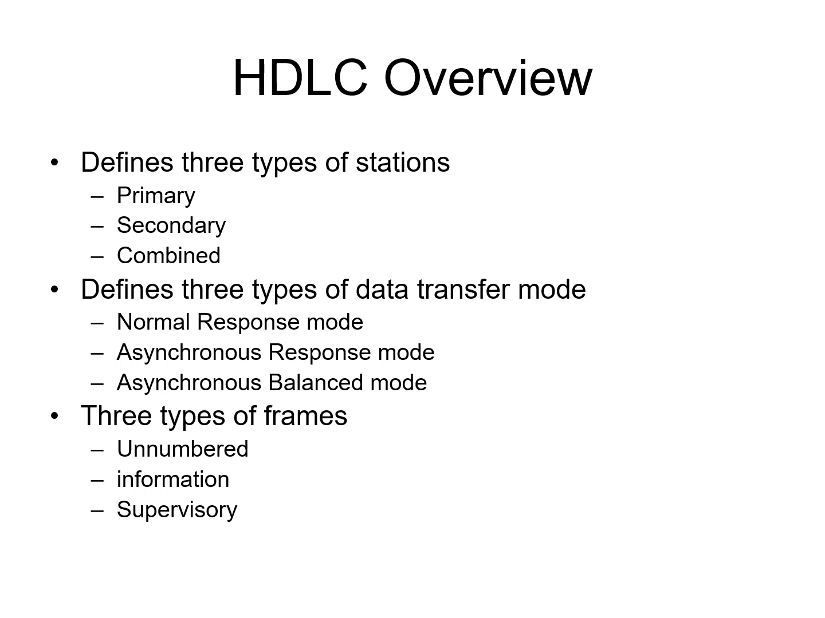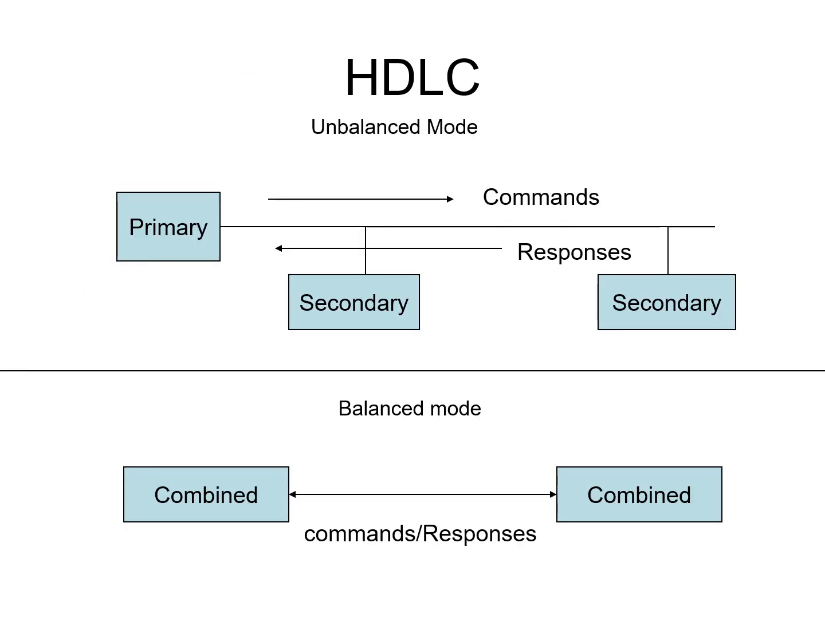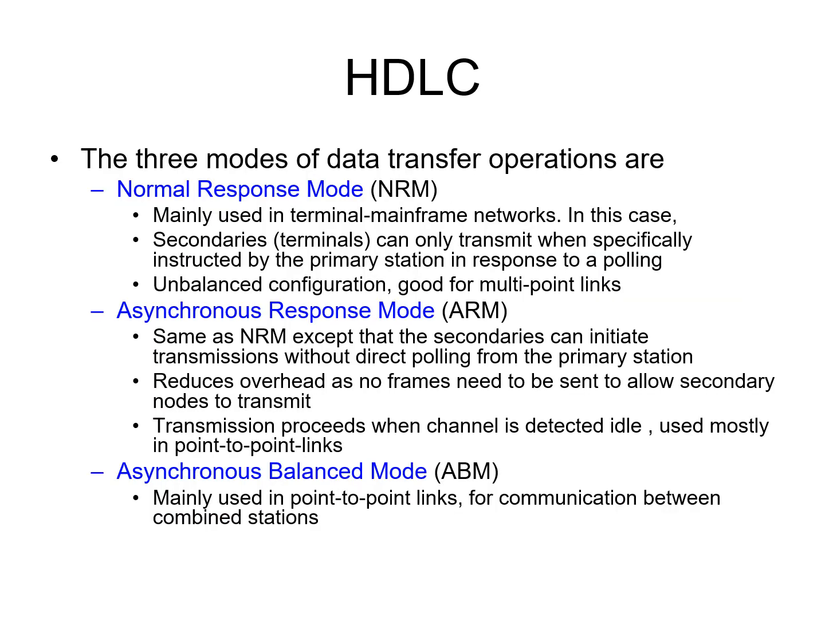Next we are going for NRM. NRM is normal response mode. This is a diagram for the HDLC primary station, multiple stations, and point to point stations. There are three types of modes of data transfer operation used in HDLC. The first is NRM, normal response mode, which is used in an unbalanced configuration. There is one primary station and multiple secondary stations in NRM.